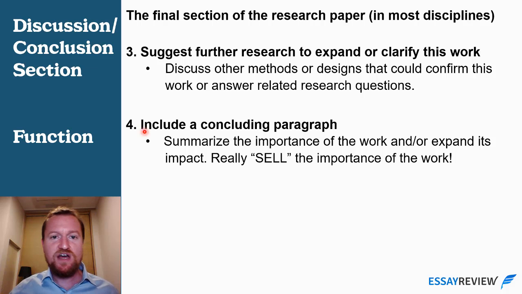And then usually you'll have a concluding paragraph. In both social sciences and humanities, you're going to summarize the importance of the work. You're going to sell the importance of the work. So this is where a little bit of ethos comes into play. You don't want to go too far and say, my study is the most important study, but you want readers to be left with that impression that your study was important.